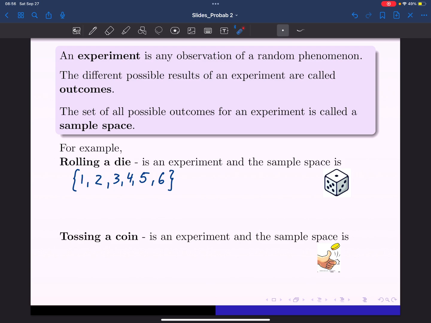Now, when we toss a coin, it is an experiment, and the sample space would be: if we toss a coin, we can get a head or we can get a tail. So we have two possible outcomes, and we denote this in a set. Curly bracket means set with listed elements: element head, element tail.